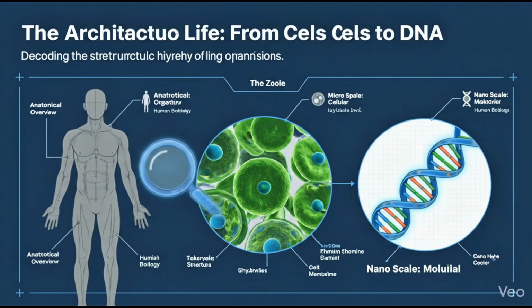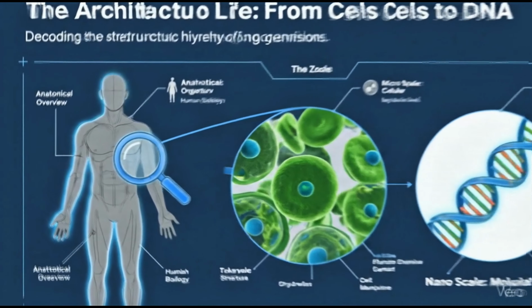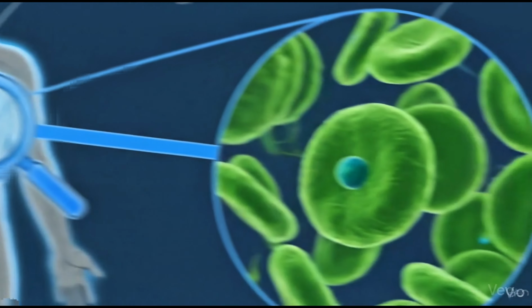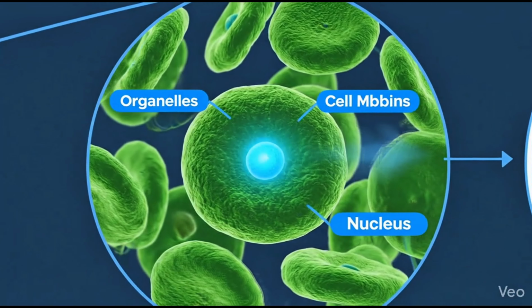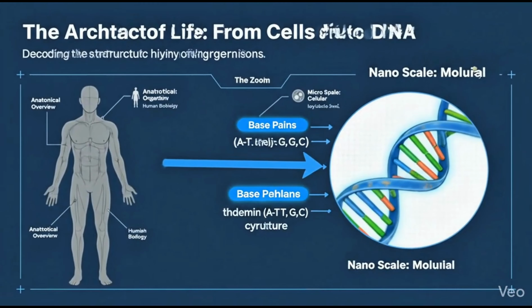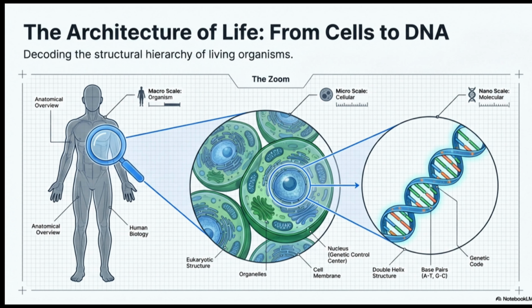Life has a beautiful design. At the highest level, we see the organism like a human being. Zoom in closer, we reach the cell, the basic unit of life. And zoom in even further, we reach DNA, the genetic code inside every cell. This is the architecture of life: organism, cell, and DNA.